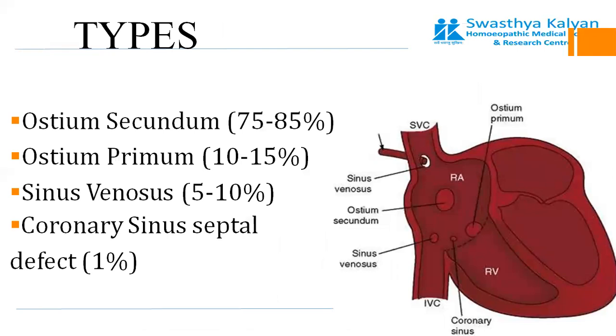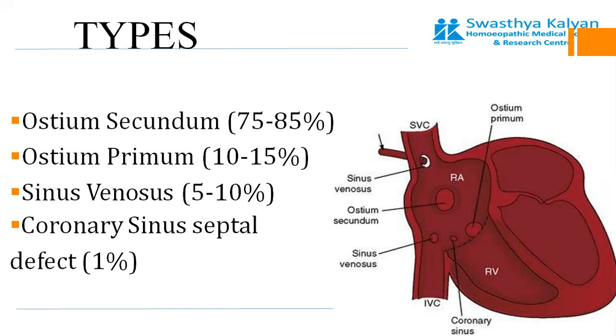and that condition is what we call Eisenmenger syndrome. Now let us discuss the types. The terminology that we are going to use in describing the types of ASD is related to the developmental structures that we have seen in embryonic life. It could be due to defective ostium secundum, defective development of ostium primum, or sinus venosus or coronary sinus septal defect.